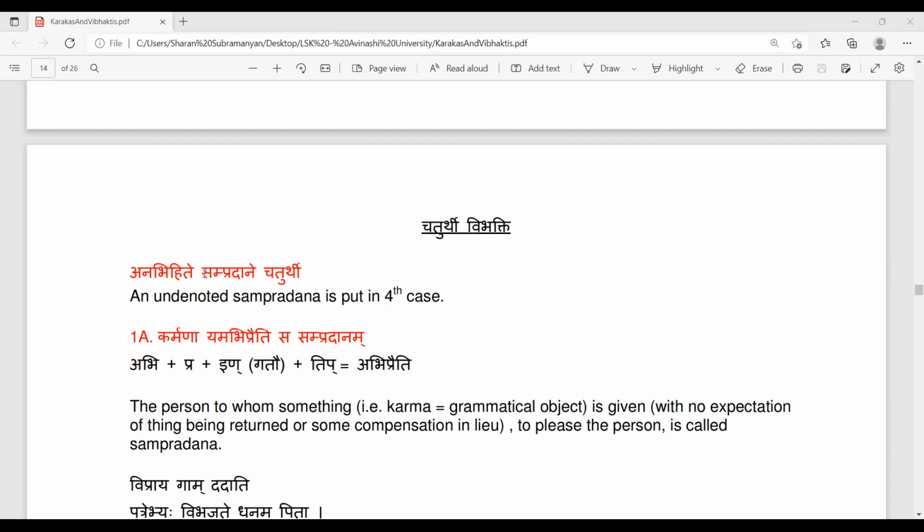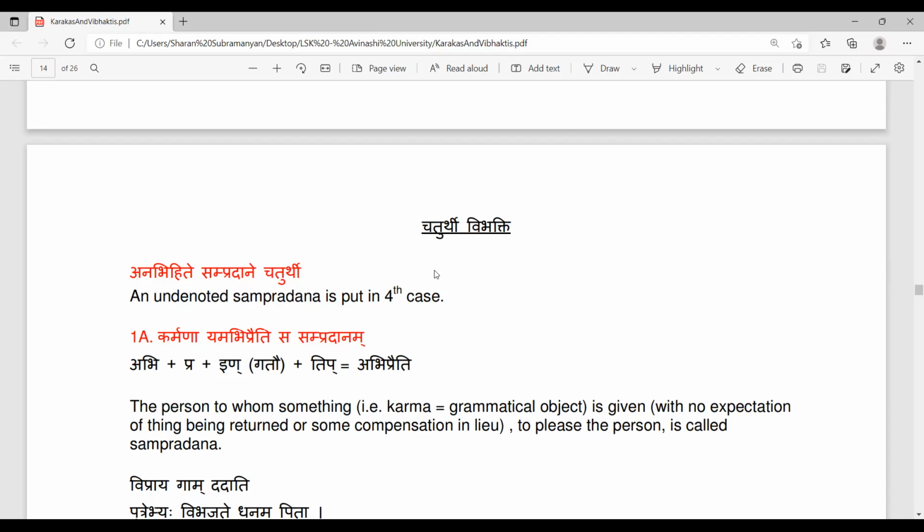Therefore, Chaturthi Sampradane, that is the sutra by which Sampradana Karaka is assigned. Sampradana Karake Chaturthi Vibhakti Bhavati. That is the meaning. Undenoted Sampradana will be in the 4th case. Anabhigita Sampradana Karakam Chaturthi Vibhaktau Bhavati.